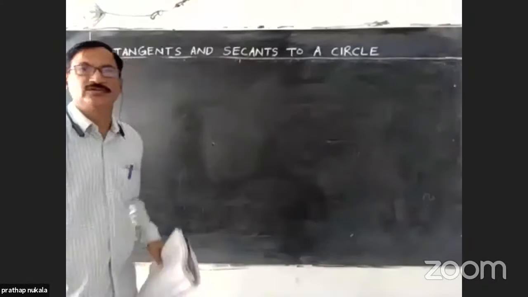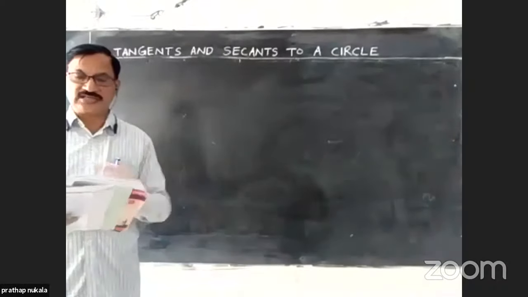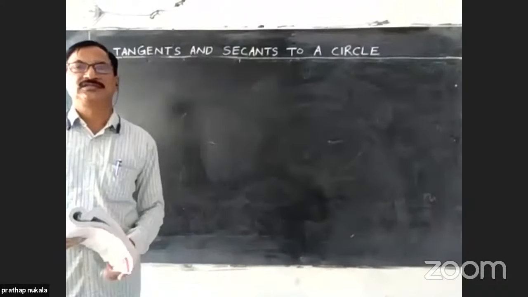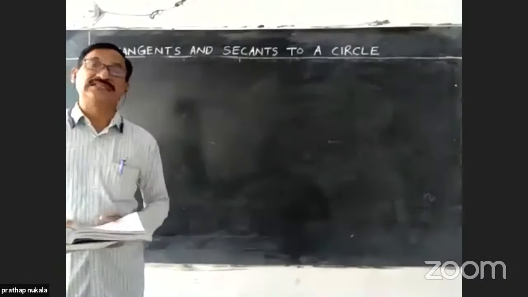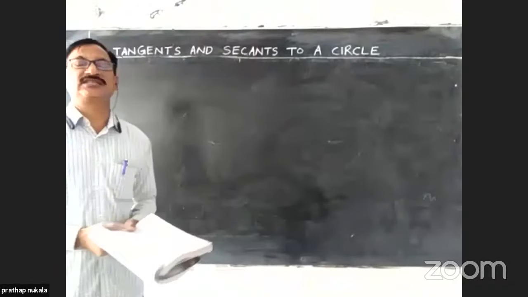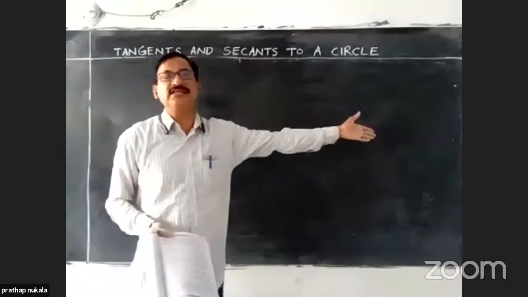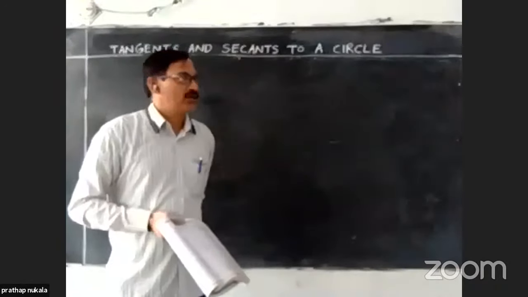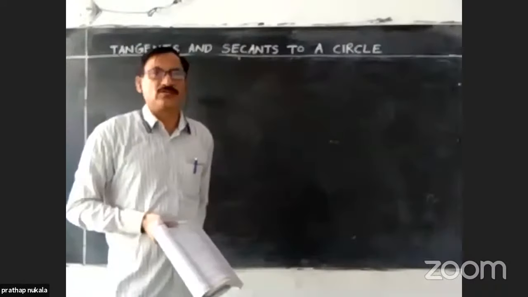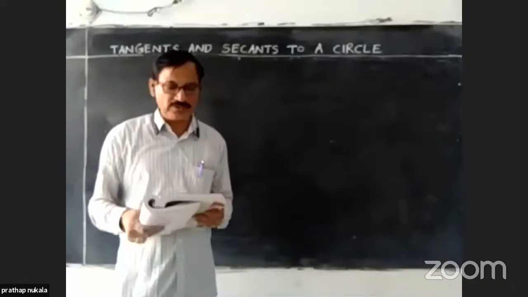Now we are going to discuss the construction of tangents to a circle from an external point. That means we have to perform constructions from an external point of the circle. This is the theory part. Already we have done, but it is a theory part. Now we have to go through practical, that means by construction. Okay, very, very important.